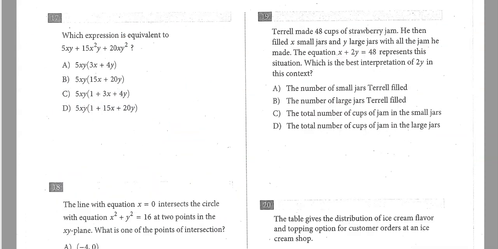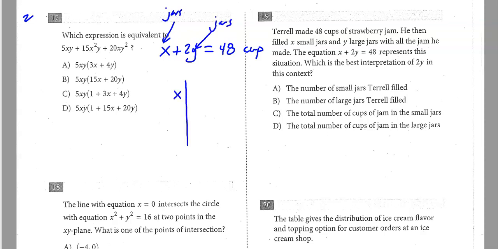All right, number 19. I hate these problems. To me, these are some of the stupidest problems because they seem so easy, but then they make you think about it in a weird way. It said Terrell made 48 cups of jam. He filled X small jars and Y large jars. So you have this equation, X plus 2Y equals 48. And this is the cups. And remember, X is the number of jars, and this Y is the number of jars.